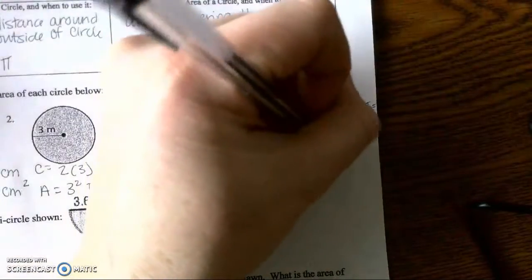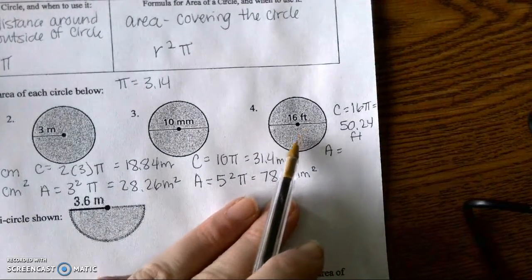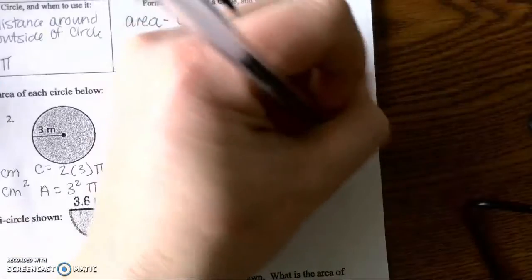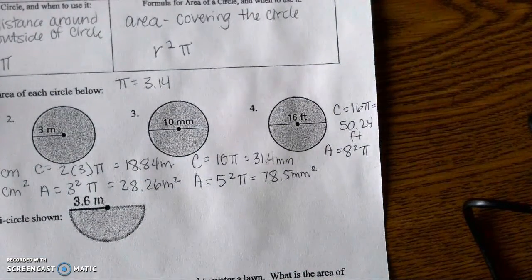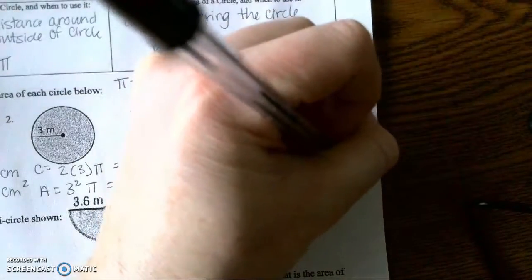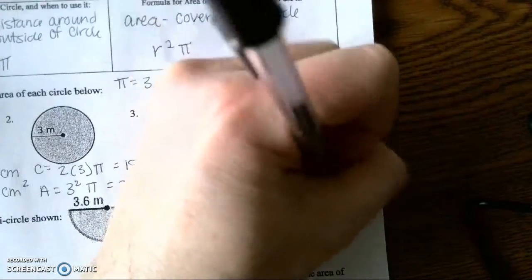And then for area, half of 16 would be 8, so my radius is equal to 8. I'm going to take 8 squared and multiply by pi, which would be 64 times pi, and when I do that, I would get 200.96 feet squared.